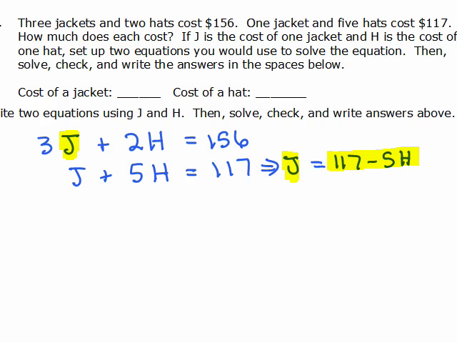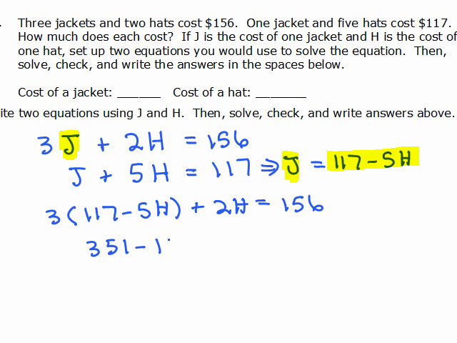Okay, so that'll give me 3 times that 117 minus 5H plus 2H equals 156. All right, so I have to do the distributive property. That's 351 minus 15H plus 2H equals 156. All right, so I have negative 13H. So I'm going to subtract 351 from both sides.